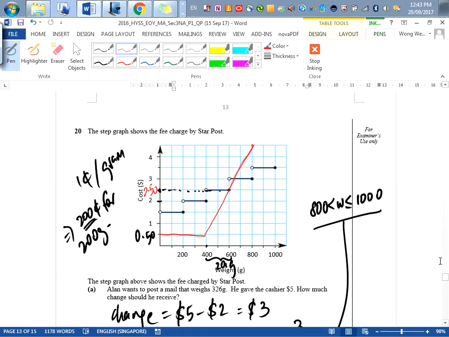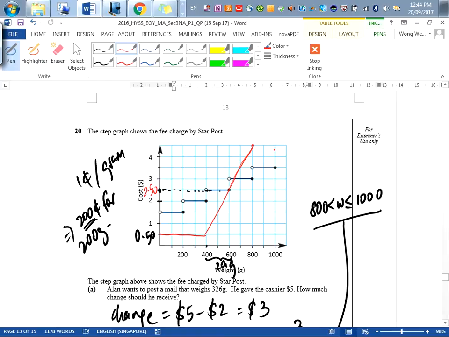Don't need, because you don't have a duplicate value. In this case, for 200 grams, you have two possible values, right? Either $1.50 or $2. So there is no confusion for Speedy Post. It will be 50 cents all the way until 400 grams. Then after that, you will rise. You will include everything on this red line.